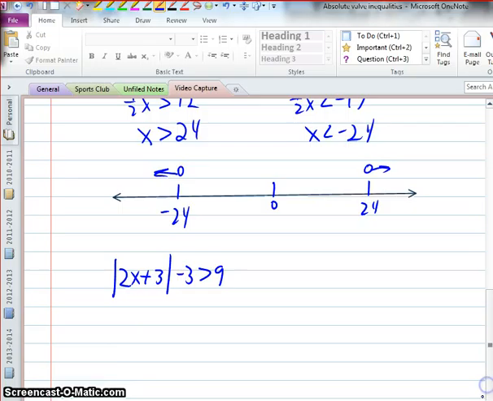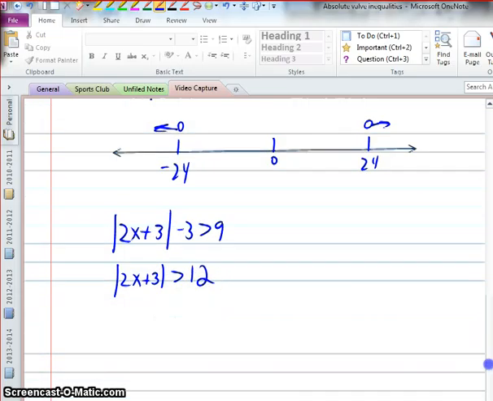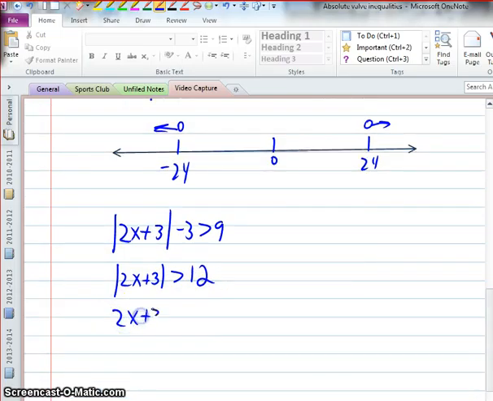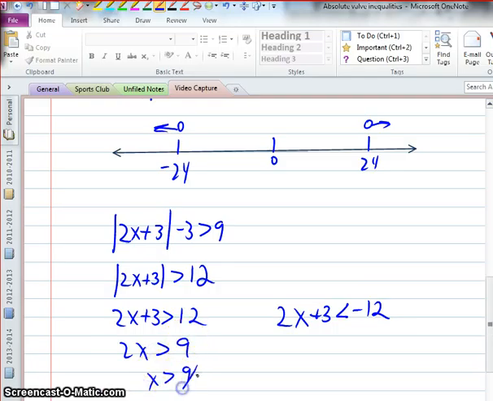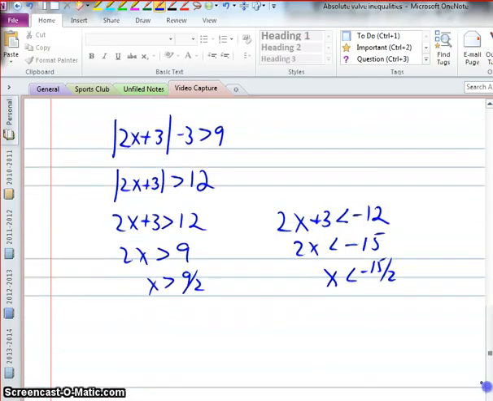Like, for example, here, we're not ready to make two equations yet. First, we have to get the absolute value stuff all by itself. We do that by adding 3 to both sides, and then we are ready. And 2x plus 3 is less than negative 12. So 2x is greater than 9, x is greater than 9 halves, or the same as 4 1/2. And over here, we subtract 3, we get 15, and x is less than negative 15 halves.